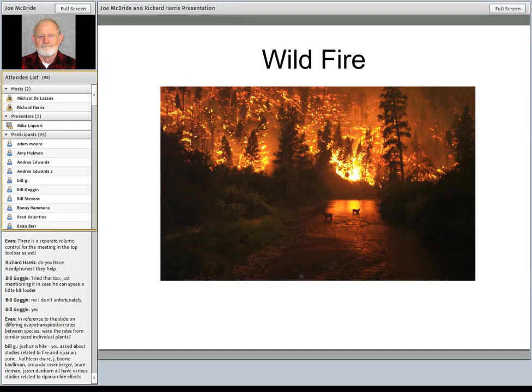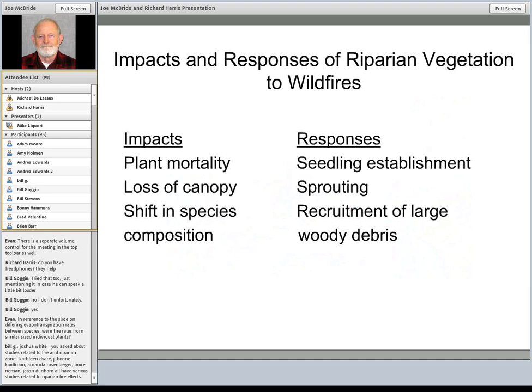is a slide just to call to your attention wildfire as a factor in the riparian zone. I'd like to talk about in the next slide a number of impacts that can take place relative to fire in this zone. Obviously, plants can be killed by fire.